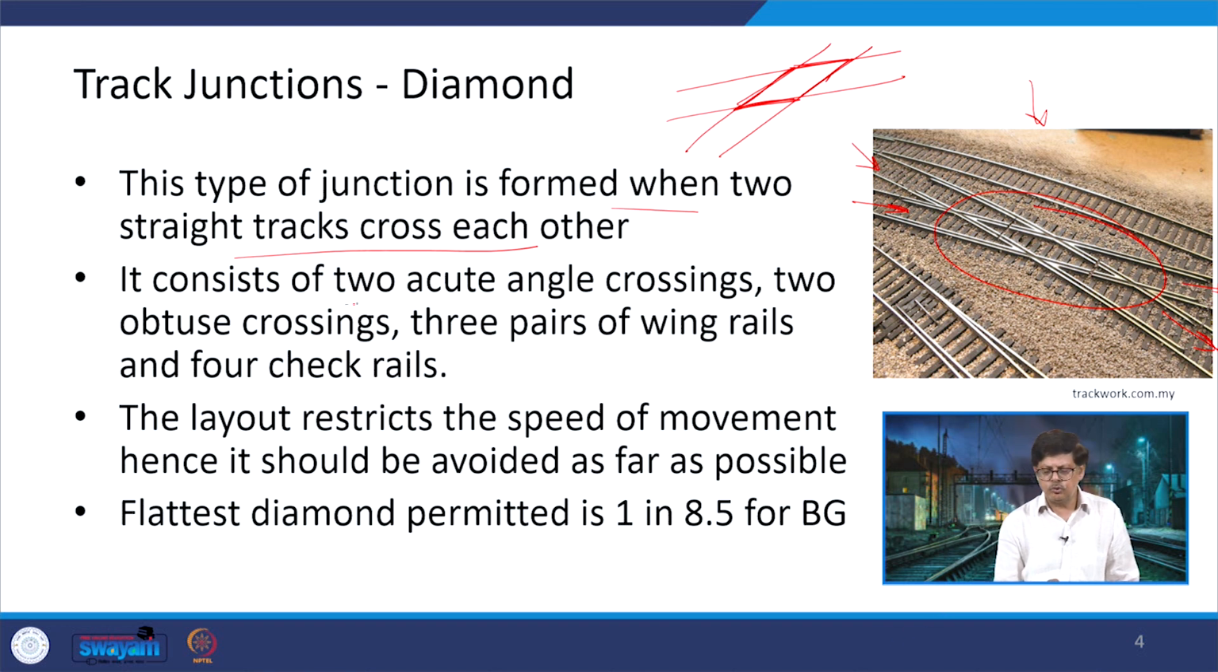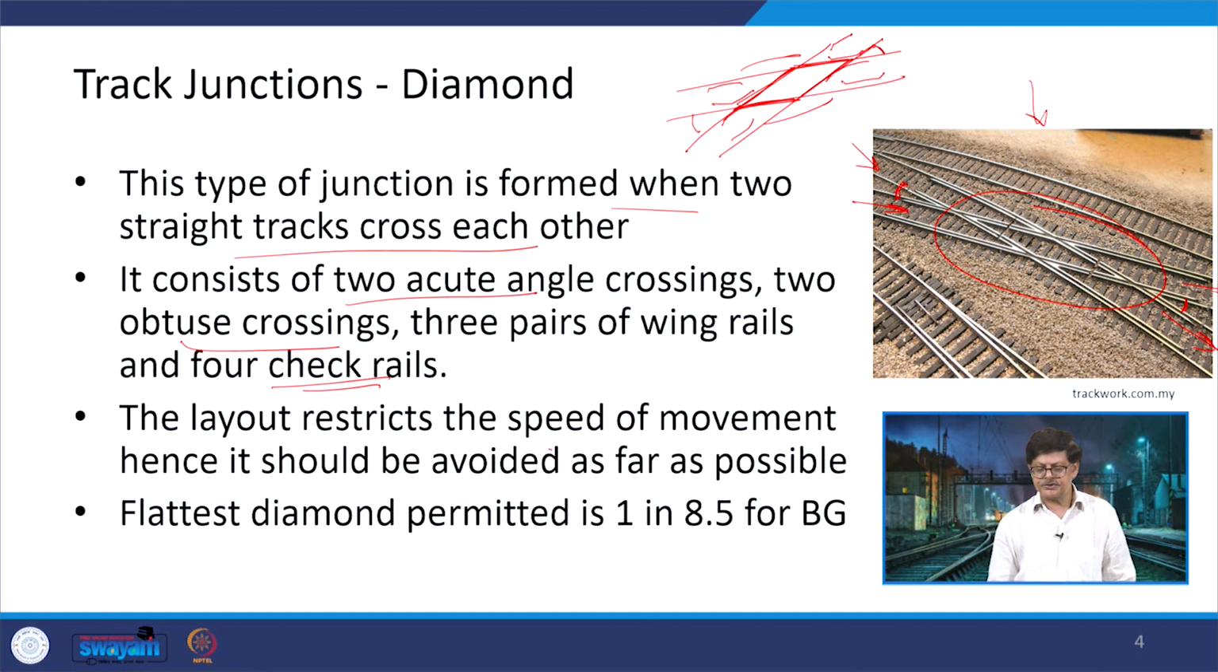Now, it consists of two acute angle crossings. There is one acute angle crossing here, another acute angle crossing here. Then two obtuse crossings, where a very big angle is going to be there. Three pairs of wing rails, so the number of wing rails needs to be provided, and the three pairs are going to be there, and four jack rails will be there.